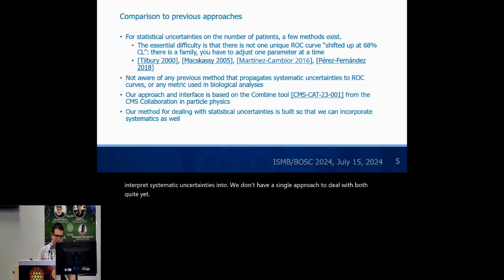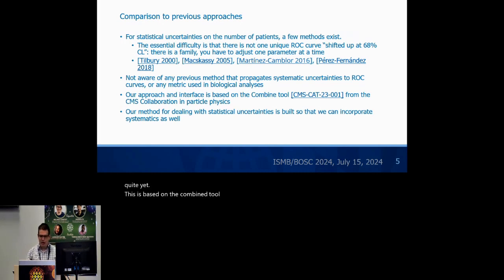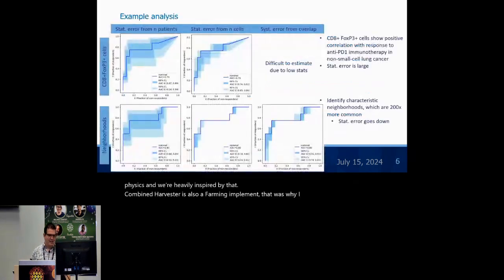This is based on the Combine tool from particle physics. My PhD is in particle physics, and we're heavily inspired by that. A combine harvester is also a farming implement. That was why I went with ROC Picker.